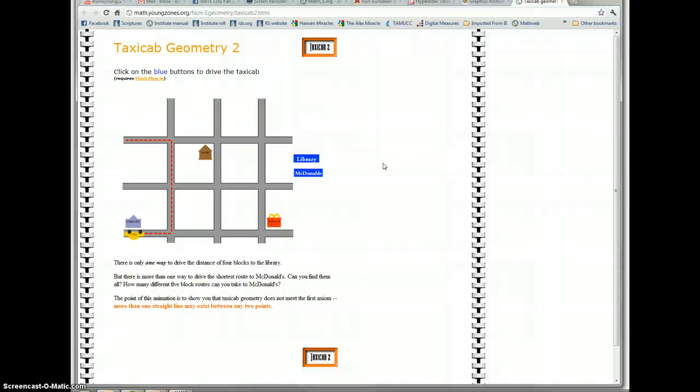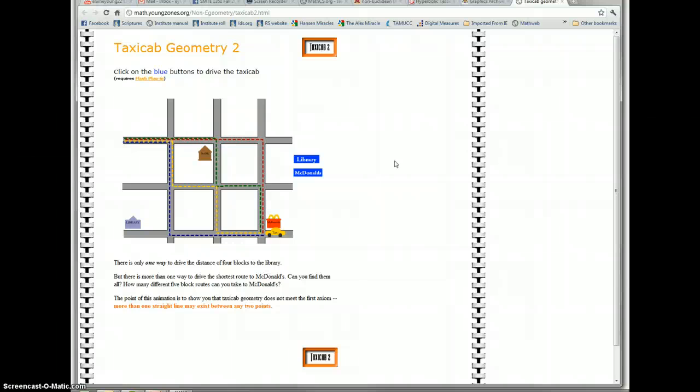Now what about McDonald's? How many blocks to get to McDonald's? What is the shortest route? Well, I hope you noticed that there's more than one shortest route. Let's check out some of those routes. There's one. The red route went forward 2 blocks, turn right, go 2 blocks, and McDonald's is on your left. But what about the green, yellow, and blue routes?